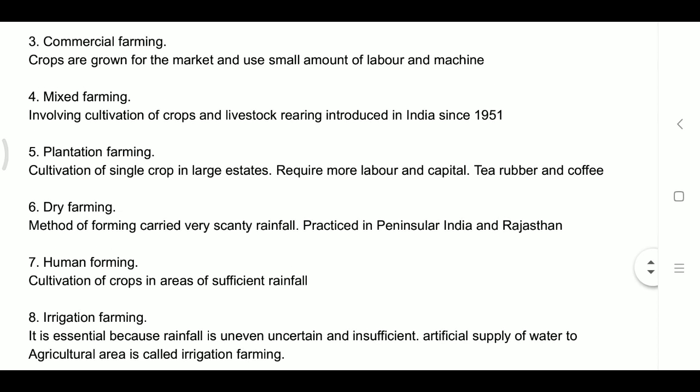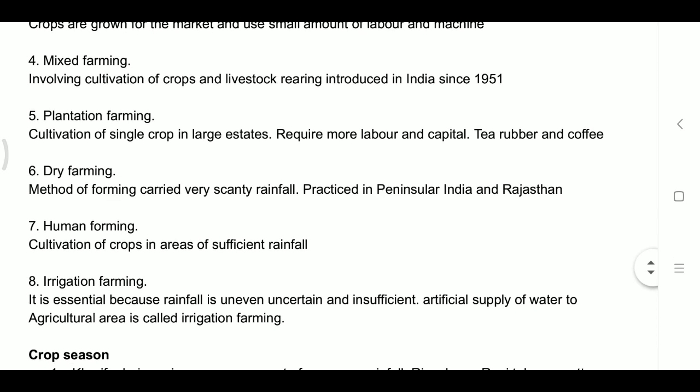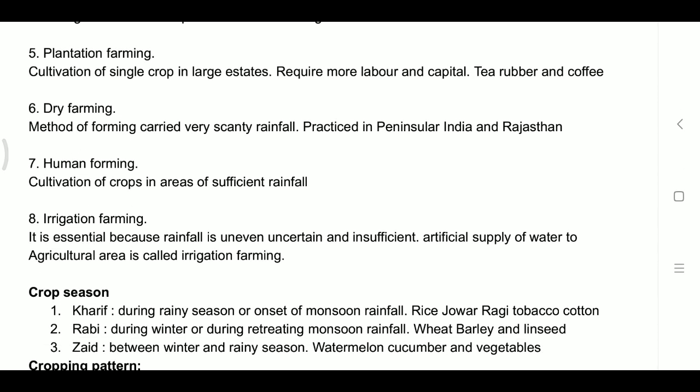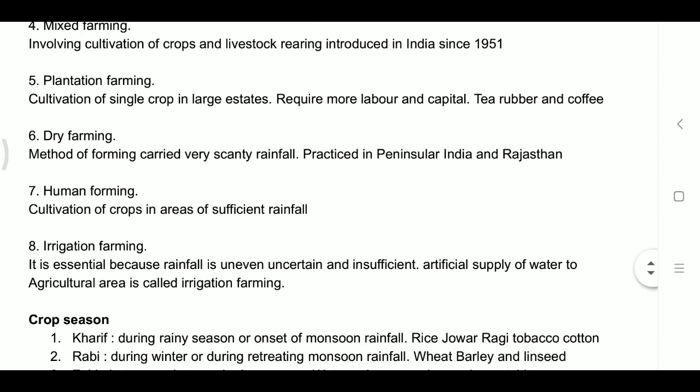It has been introduced in India since 1951, mixed farming. Plantation, the agriculture practice in which plantation crops are cultivated in large estates. It also requires more labor and more capital. Tea, rubber, coffee, these are all plantation crops.